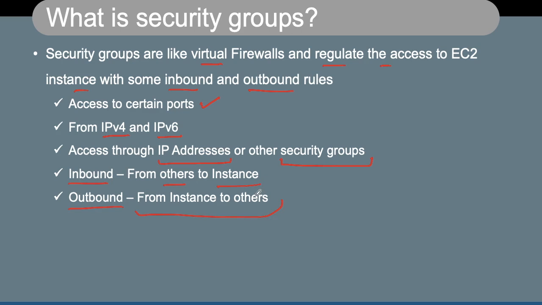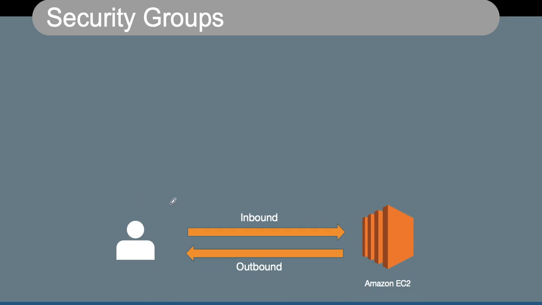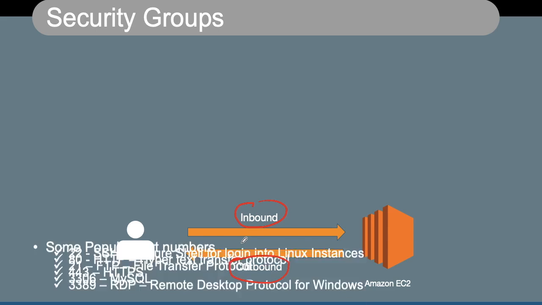So this is like a virtual firewall. They will define all the inbound traffic and outbound traffic to your EC2 machine, which is typically a kind of virtual server. Now, a security group will have some inbound rules and some outbound rules. So only those rules will be available to access this particular Amazon EC2 machine.